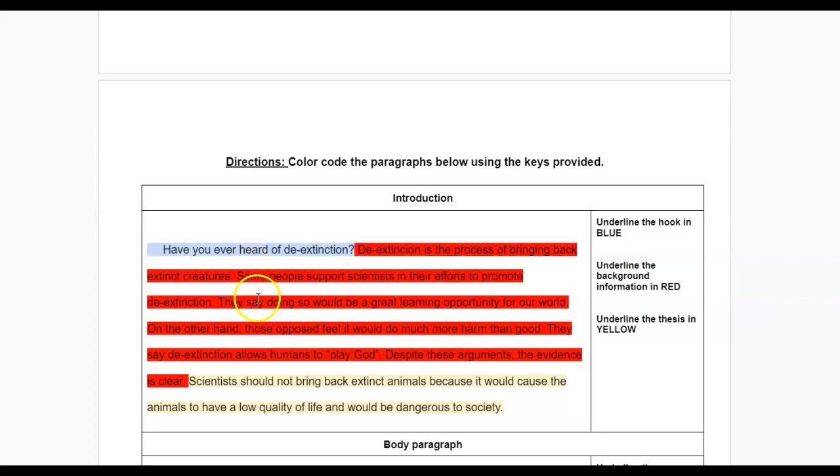This is telling us what the debate is. We're talking about de-extinction. My next sentence is going to tell why some people think it's a good idea. They say doing so would be a great learning opportunity for our world. My next sentence is going to answer the third question, which is, what do those who are against de-extinction say? On the other hand, those opposed feel it would do much more harm than good. They say de-extinction allows humans to play God. Despite these arguments, the evidence is clear.